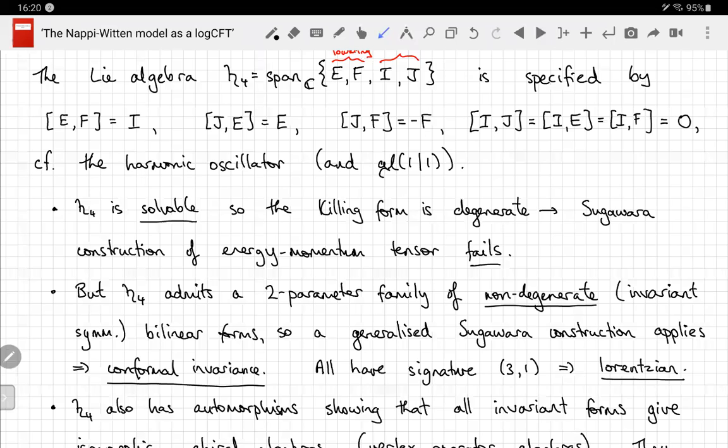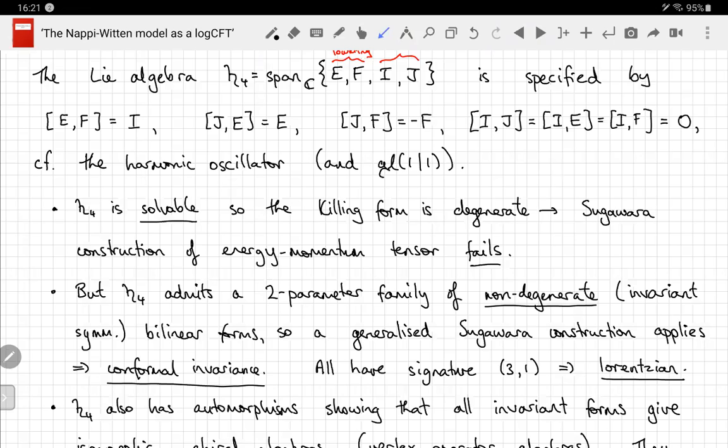So I said before that this is a solvable Lie group. The Lie algebra is also solvable. This means that the Killing form is degenerate, which means that the standard Sugawara construction for the energy momentum tensor is not going to work. You have to be able to invert the Killing form in order to apply the standard Sugawara construction. Same for computing the quadratic Casimir. It's the same calculation.